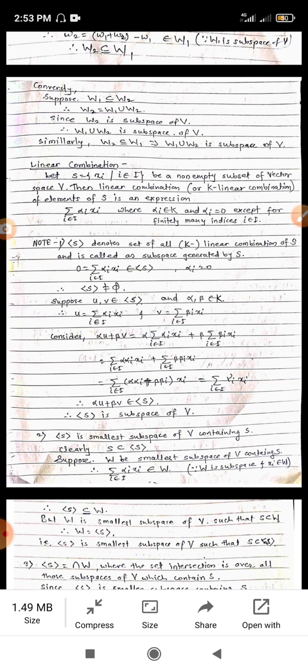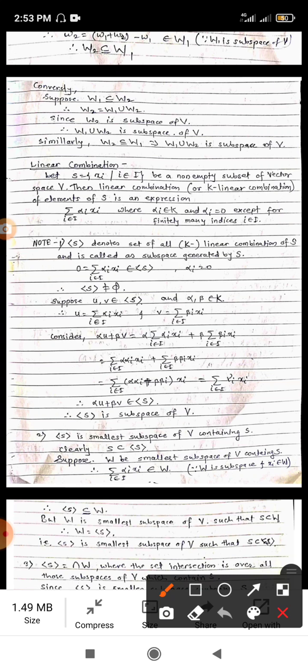Now check whether it is a subspace. Let U and V belong to the generator of S. What is the generator of S? It contains linear combinations. Therefore we write U as the summation of alpha i xi and V as the summation of beta i xi. Then alpha U plus beta V equals alpha into the summation of alpha i xi plus beta into the summation of beta i xi, which equals the summation of (alpha alpha i plus beta beta i) xi. Now alpha i is a scalar for each i, therefore the combination is again a scalar, say gamma i.